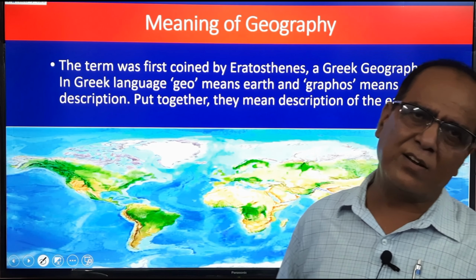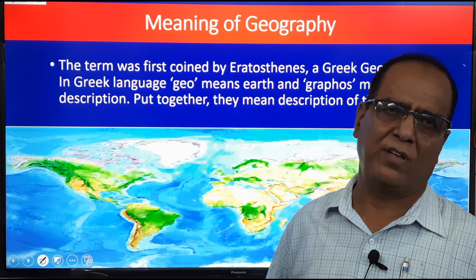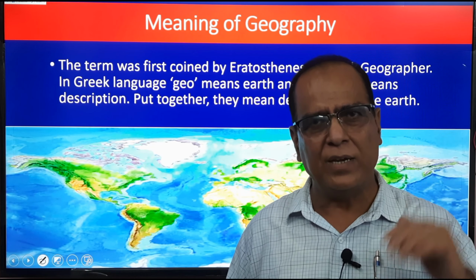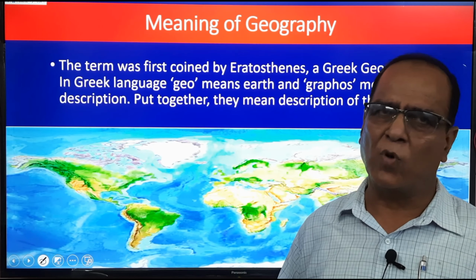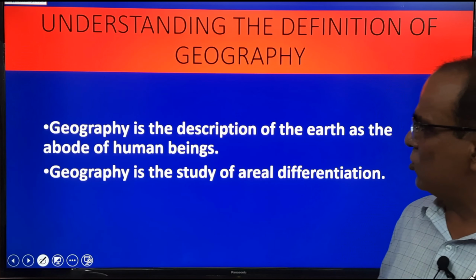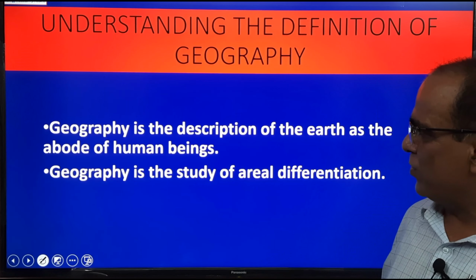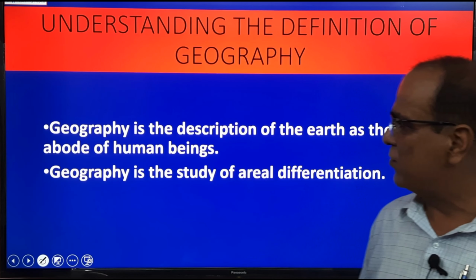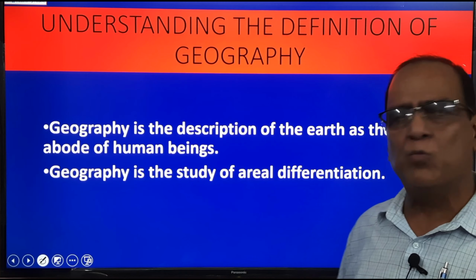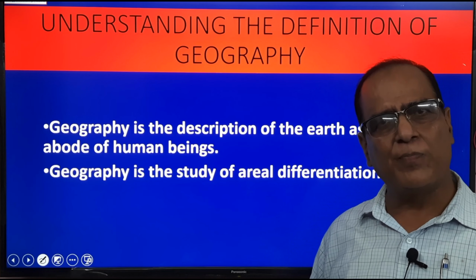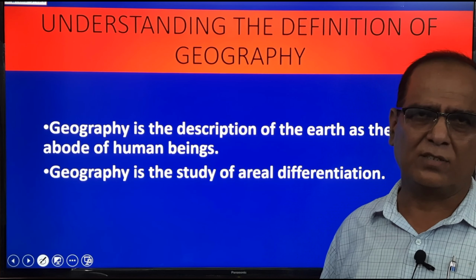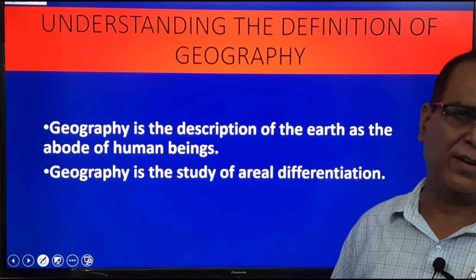But is it that only this much is enough? Yes, this was the concept prevalent in the beginning, but later we have modified the definition. Let's see here the definition of geography as it puts up. Geography is the description of the earth as the abode of human beings. What is this term abode? Abode means dwelling, the habitation, where people are living in.